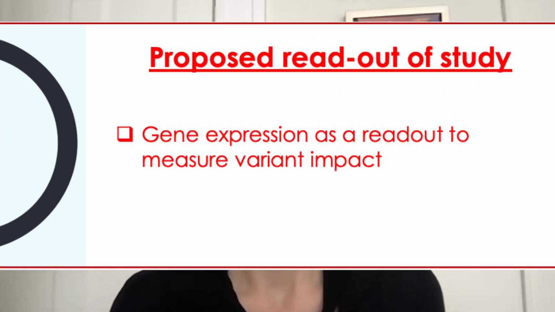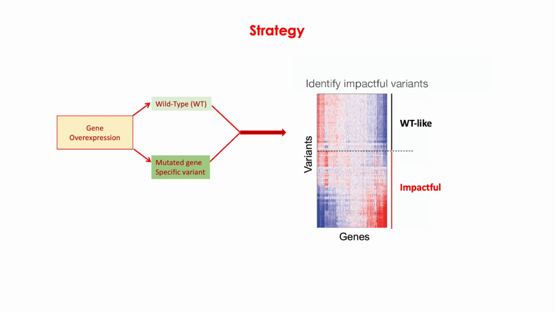To do that, we needed to move away from readouts that measure only one specific function and find something more general. What we settled on was gene expression as a readout of mutation impact. So we take cells and overexpress a specific gene, either the wild type or a specific variant in that gene, and then we look at the expression profile of the cell.